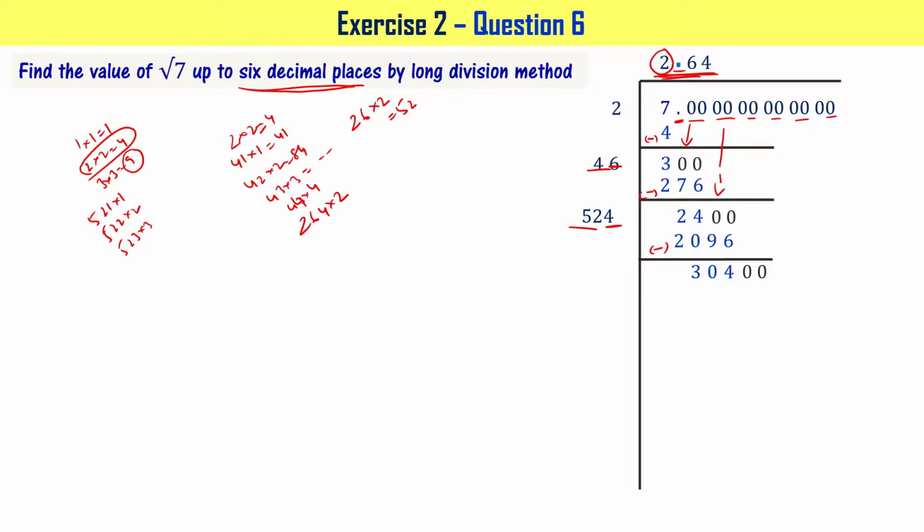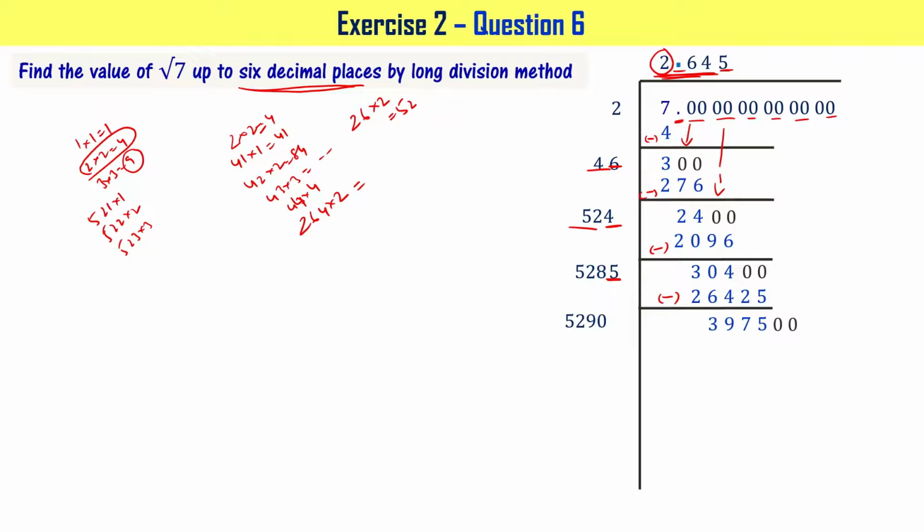264 into 2, that is 528, right? So now I have to find one digit here and the same digit here so that I'll get one number which is slightly smaller than 30,400. So that is going to be 5,285 times 5. Its value is 26,425. When you subtract that from 30,400, you got 3,975 as the answer. Bring 2 zeros down now.